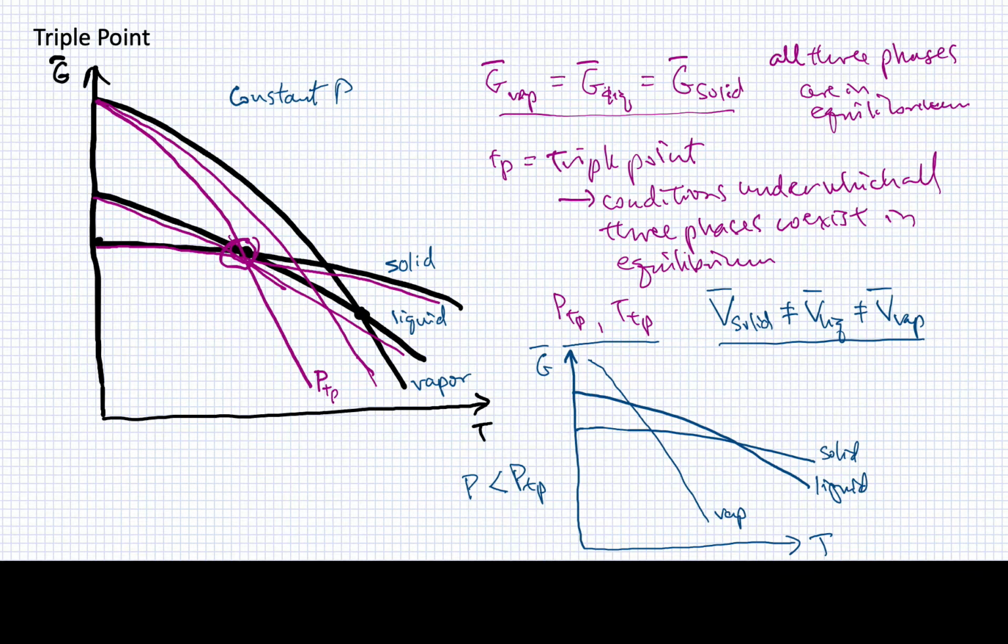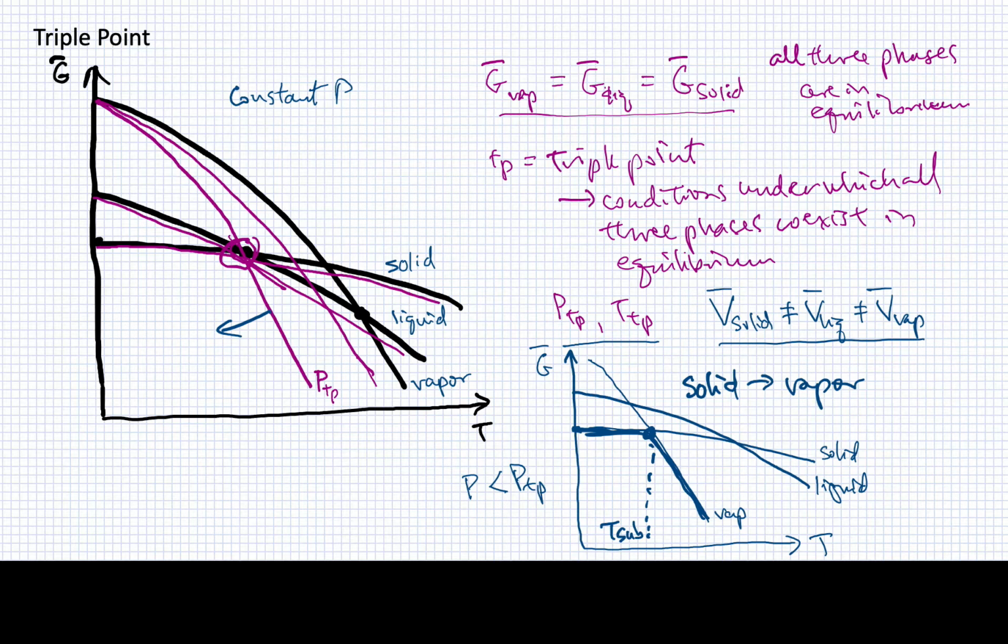So we have shifted this curve even farther to the left, so that now there is an intersection between the solid curve up here and the vapor curve. A phase transition occurs directly between the two in this case. This point represents the temperature of sublimation. In other words, we have a direct solid to vapor phase transition.